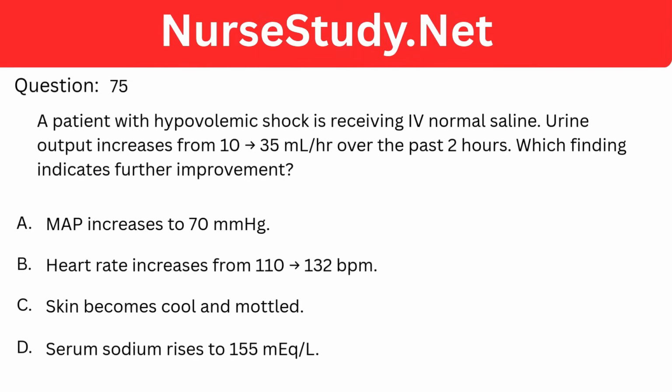Question 75. A patient with hypovolemic shock is receiving IV normal saline. Urine output increases from 10 to 35 milliliters per hour over the past 2 hours. Which finding indicates further improvement? A. MAP increases to 70 millimeters of mercury. B. Heart rate increases from 110 to 132 beats per minute. C. Skin becomes cool and mottled. D. Serum sodium rises to 155 milliequivalents per liter.